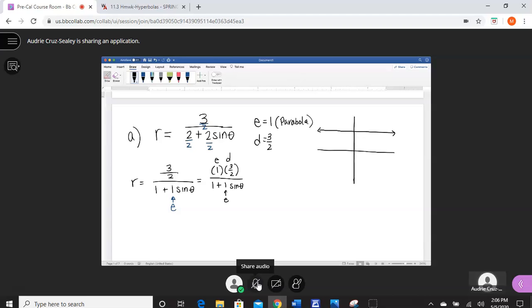And remember, your directrix is the distance from the pole to the directrix. So this is y equals 3/2. Are we okay with that? So if I were to sketch this already, I would have this lovely picture. This is just a sketch.